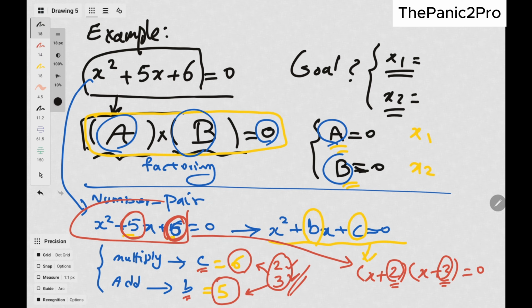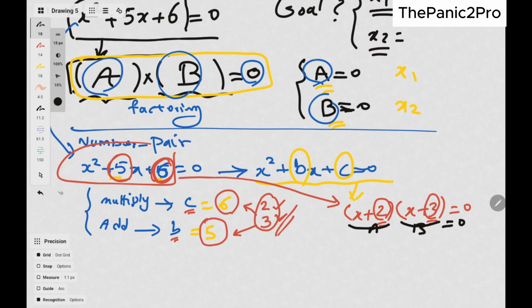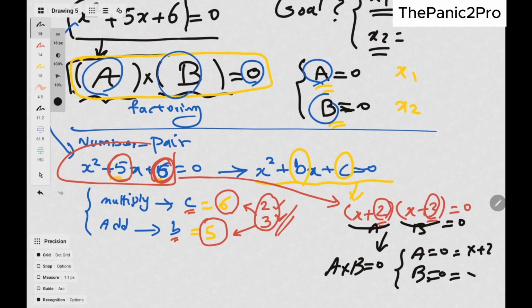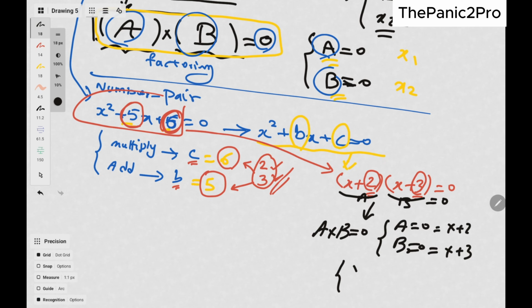So now I know if I have a multiplied by b is 0, I can say a is 0 or b is 0. So a is 0 means x plus 2 is 0, and b is 0 means x plus 3 is 0. So the roots are going to be x minus 2 and x minus 3. These are the roots of the quadratic equation that we had.